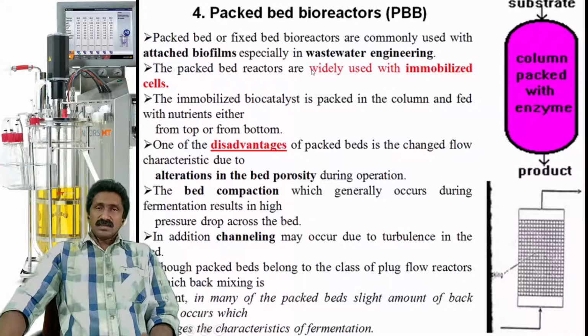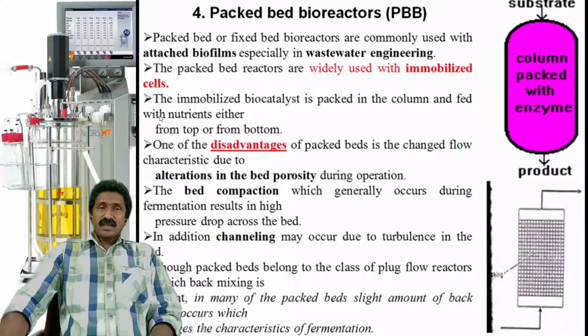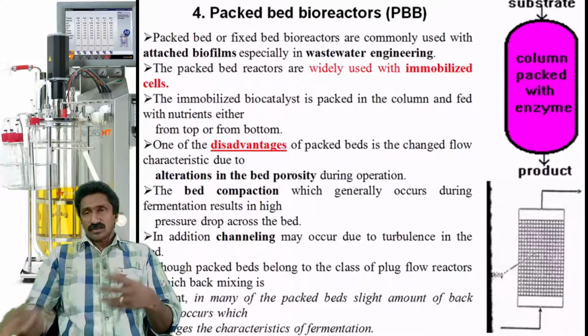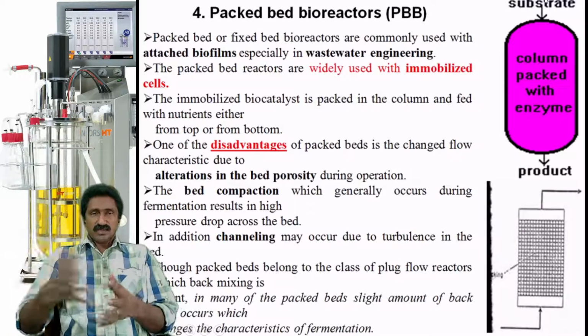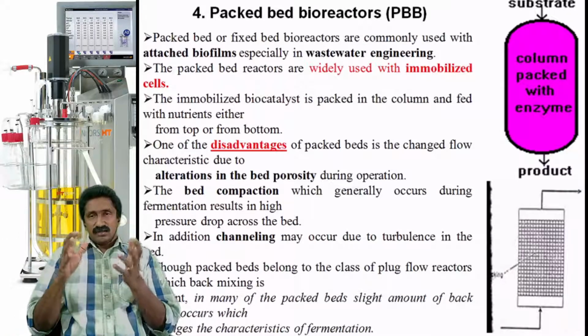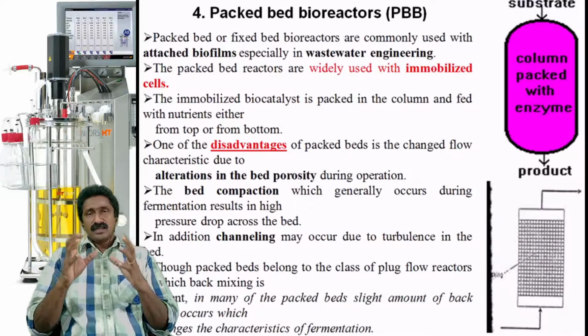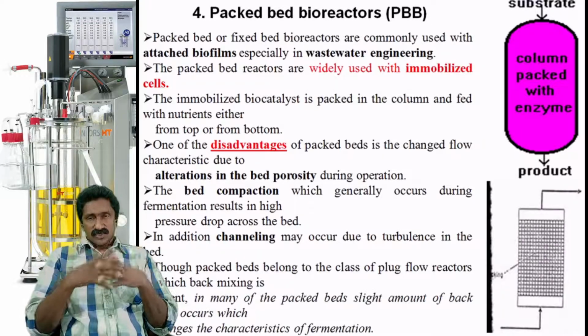Packed beds are widely used with immobilized cells. Usually the enzymes, or the cells with enzymes, are packed in the bed and immobilized in the reactor. The immobilized catalyst is packed in a column and fed with the nutrients either from the top or bottom. So you can use both directions. Substrate can be fed from top or bottom, and the product will be taken from the other side. The main point is that the column is packed with the immobilized cells or immobilized enzyme.